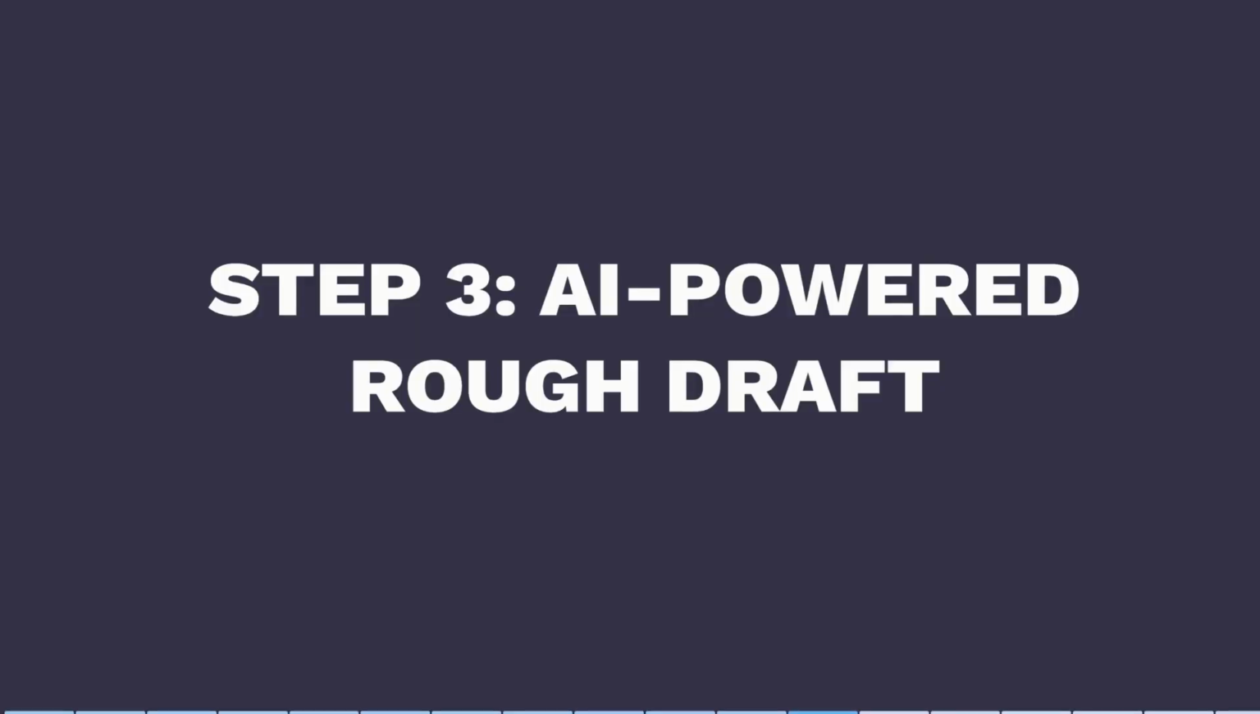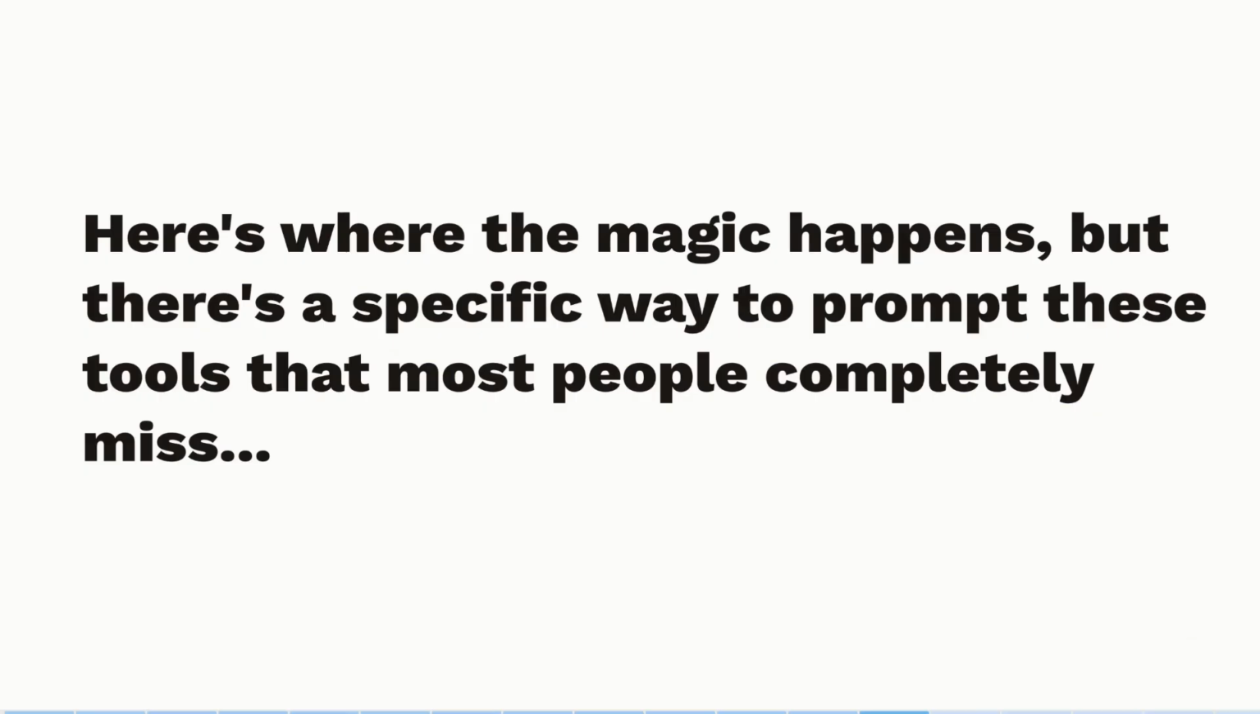So our next step is going to write the rough draft with the help of AI. And this is where the magic really happens, because there's a specific way we can prompt these tools. You've already seen how we've created the research. You've seen how we've added all of the information into the board. And this is where it gets really important.